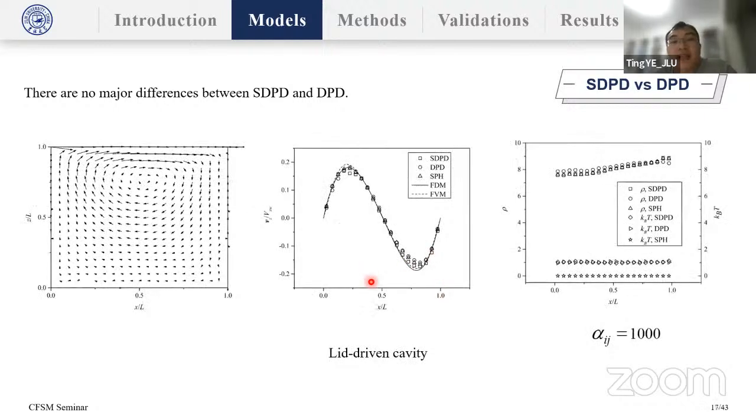The last test is lid-driven cavity flow. The first figure is the velocity field, and the second is the velocity profile, compared with the finite difference method and finite volume method. The last figure shows the density and temperature profiles. This is the density profile, and these are the temperature profiles. We can find the density is not uniform for SDPD, DPD, and SPH. Here, please note that in the DPD method, alpha is set at the standard value.